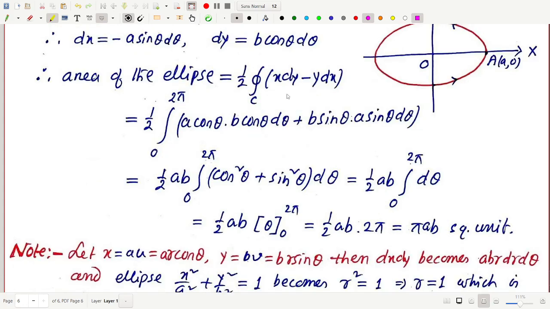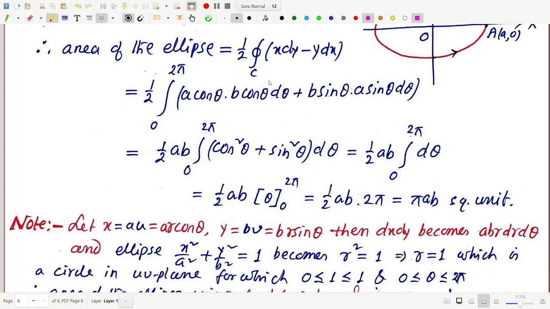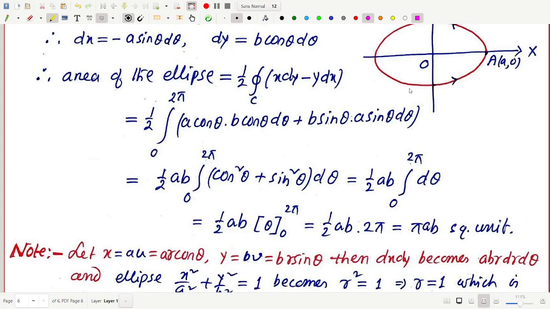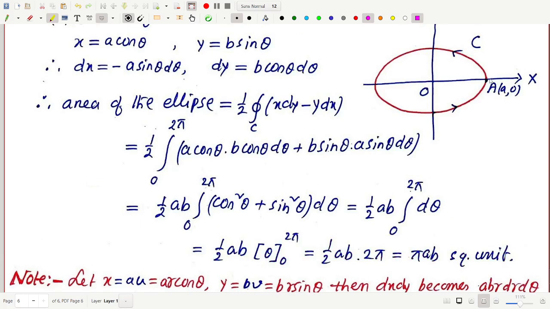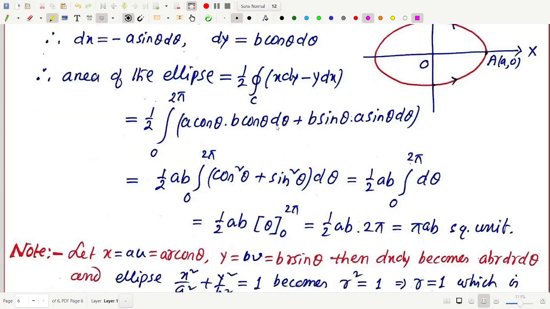See the closed curve here. This is the formula we have proved also, using Green's theorem. So theta goes from 0 to 2 pi to cover the whole boundary curve, starting from a, in the anticlockwise direction and coming back to a, which is theta 0 to 2 pi.